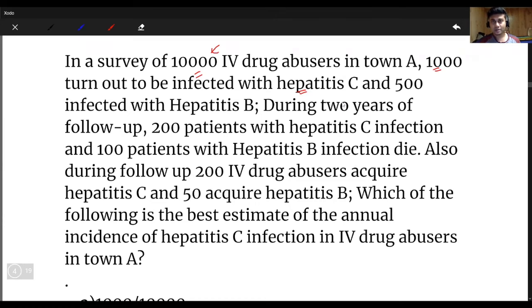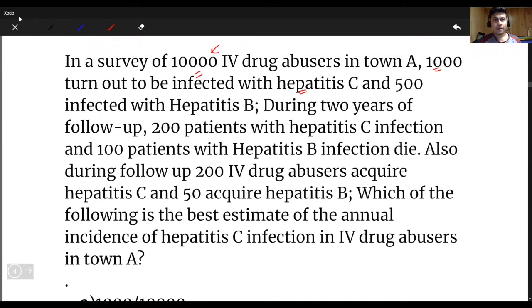What does it mean? They are prevalent cases. Now this person who already has hepatitis C is not again a risky population for hepatitis C, right? Because they already have it. Now, you cannot say that these persons are at risk of developing hepatitis C. They have hepatitis C. They are not in the people-at-risk group.